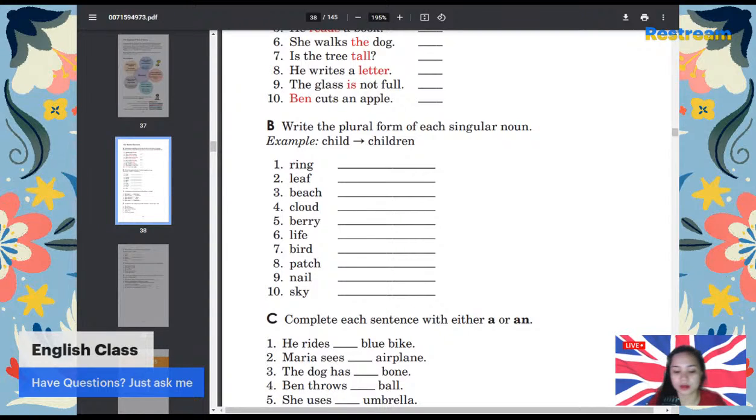Okay, so it will become rings like this. So that is the plural form of ring.